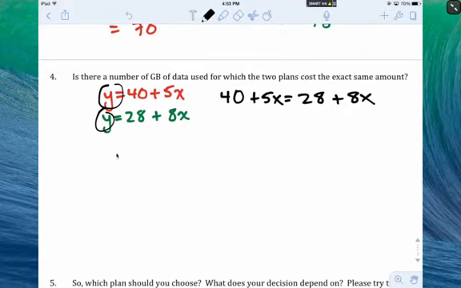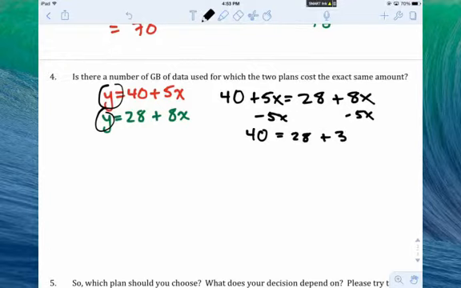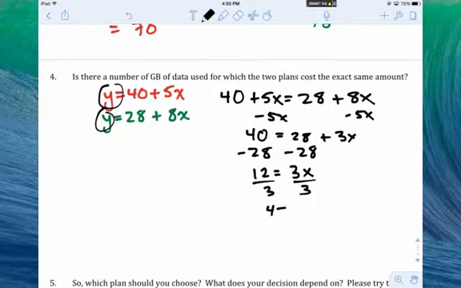Okay, so let's actually go ahead and solve this equation right here. I think I'm going to subtract 5x from both sides. I think we end up with 40 equals 28 plus 3x. Subtract 28 from both sides. 12 equals 3x. And so we find that if we were to use exactly 4 gigabytes of data every month, these costs would be exactly the same.